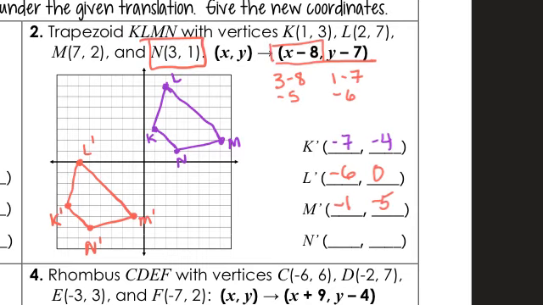Again, it's not reflected. It is simply shifted. We picked it up and moved it to the left and down. We moved it to the left 8 and moved it down 8. And I knew it was going to go left and down because with X we were moving it negative, and with Y we were moving it negative.